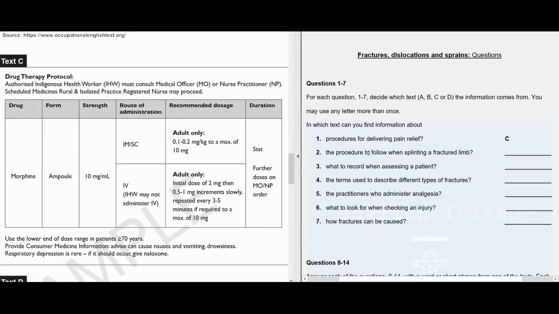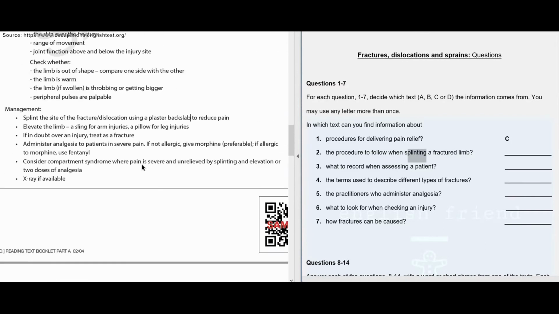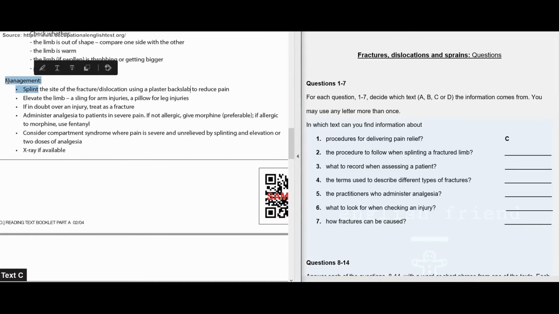Question number 2. The procedure to follow when splinting a fractured limb. The term splinting can be found in text B under the subheading management. Here, in the first point, you may see splint the side of the fracture or dislocation using a plaster backslap to reduce pain. But similar to what we have done with question number 1, we cannot consider text B as the answer for this question because there is no procedure mentioned here.